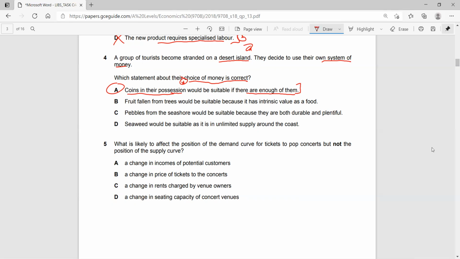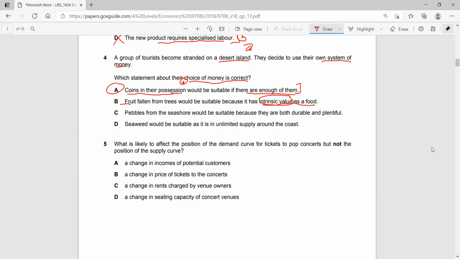Fruit fallen from trees would be suitable because it has intrinsic value as food. Now, coins and money, and generally what we look at in our theory of money, we don't need it to have intrinsic value. Intrinsic value is inherent value, that is, that it has some value in itself. So fruit does have some value in itself because it can be eaten. But coins and paper money don't have intrinsic value in themselves. And the point there is that you don't need money to have a value in itself. All you need is for people to accept it. So as long as it has general acceptability, it doesn't need intrinsic value.